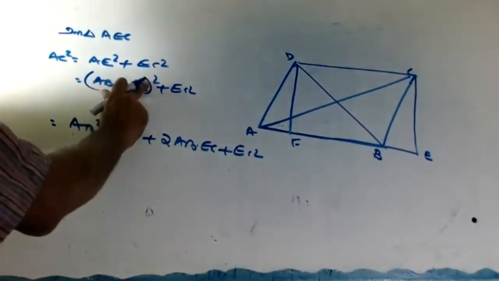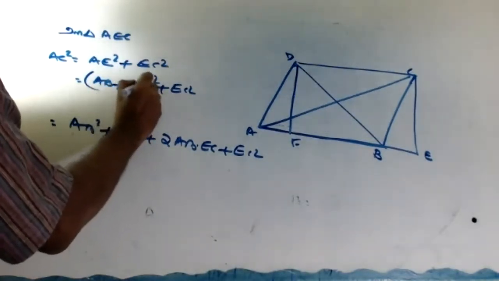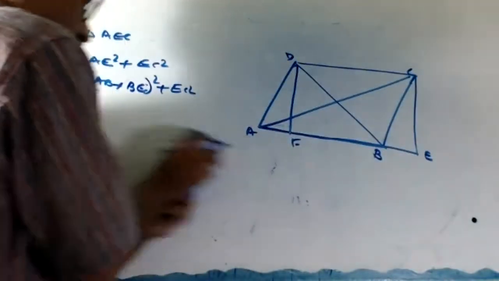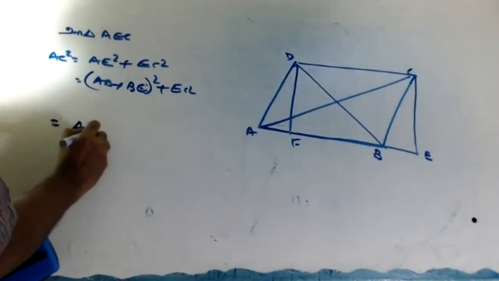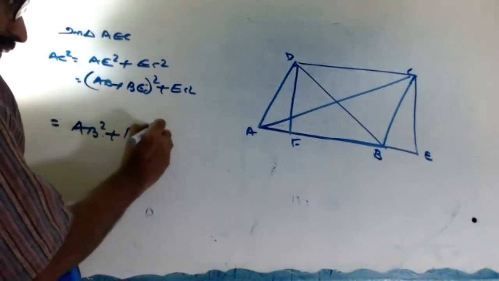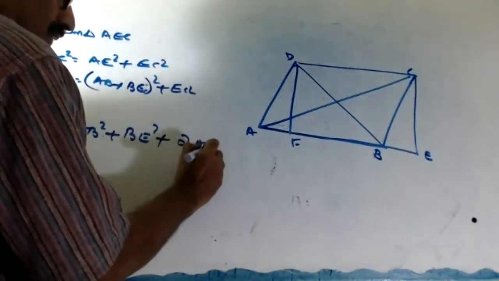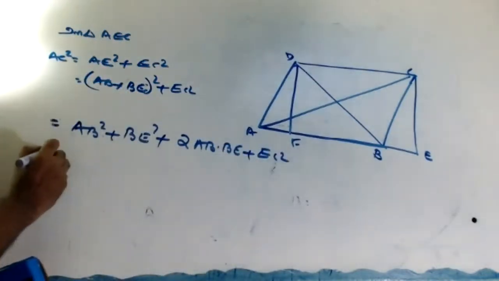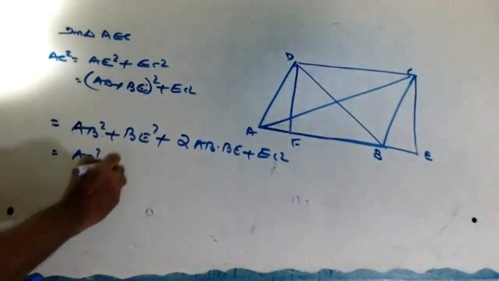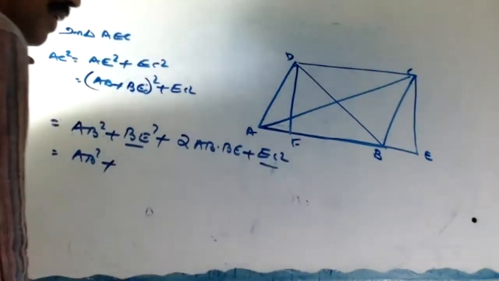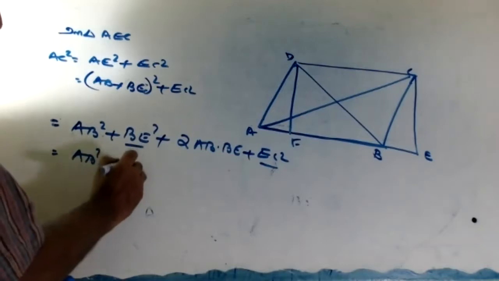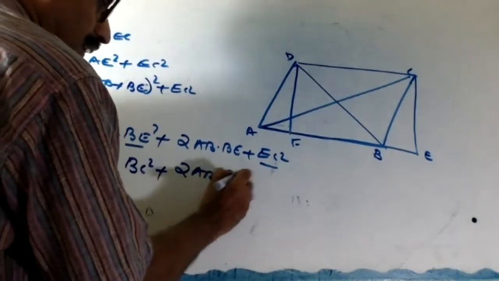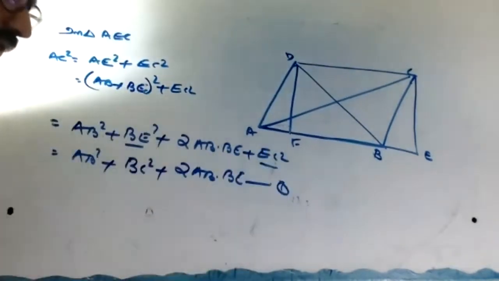AB plus, sorry, this is BE, correct or no? Yes, AE means AB plus BE. This is BE. Okay, everything. Look, AB square plus BE square plus 2 AB into BE plus EC square. That is AB square plus BE square plus EC square. BE square plus EC square is BC square plus 2 AB into BE, number 1. Are you okay with this one?